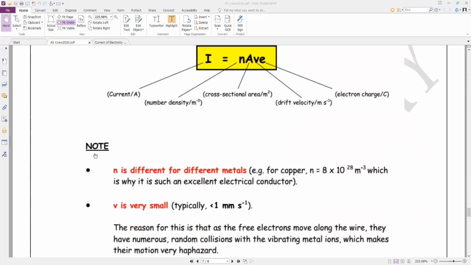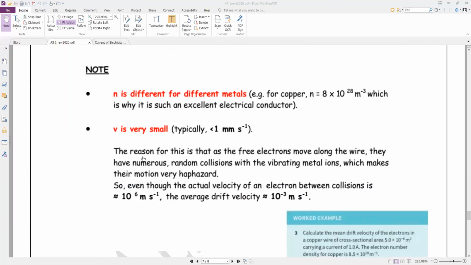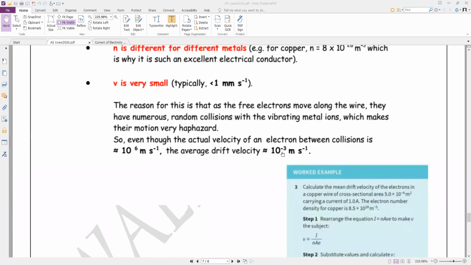Note n is different for different metals. For example, copper is 8 times 10 power 28 per cubic meter, which is why it's such an excellent electric conductor. v is very small, typically less than 1 millimeter per second. The reason is that as the free electrons move along the wire, they have numerous random collisions with the vibrating metal ions, which make their motion very haphazard. So even though the actual velocity of the electrons between collisions is about 10 power 6 meters per second, the drift velocity is about 10 power minus 3 meters per second.